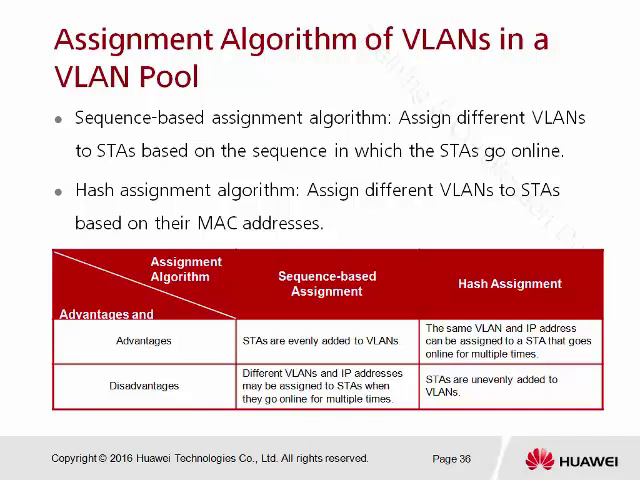Then the next one is the hash assignment. This assignment is based on the MAC address to assign the VLAN to the client. The advantage is that the same VLAN and IP address can be assigned to the STA that goes online multiple times. So I don't care how many times you join and leave, you always get the same VLAN and the same IP address. But the disadvantage is that the STAs are not evenly added to the VLANs. This is the only disadvantage of the hash assignment.